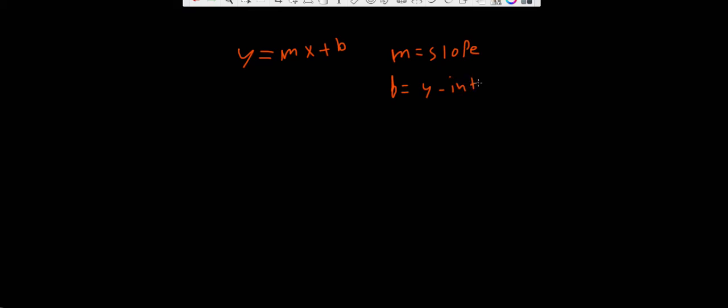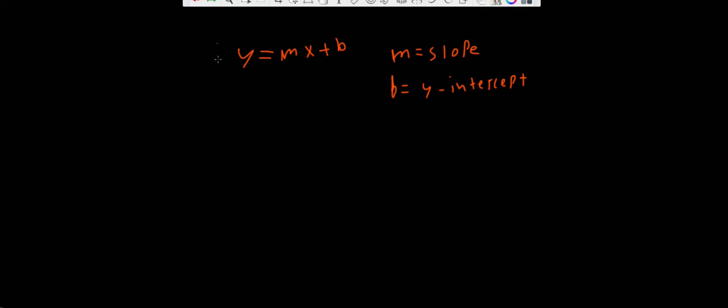And b is the y-intercept, or in other words, it's sort of the initial point at times, or where x is 0. So where x is 0, the b value is our y coordinate. Now let's show this graphically a little bit.